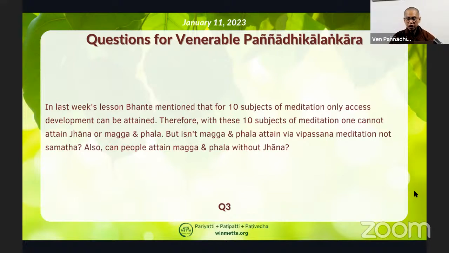So it doesn't matter what kind of materiality or how you observe. For example, if you are focusing on anapana, the breath is a group of materialities. Focusing on that is rupa kammatthana. If you focus on the mind which knows the anapana, the mind is mentality, so that is nama kammatthana only.